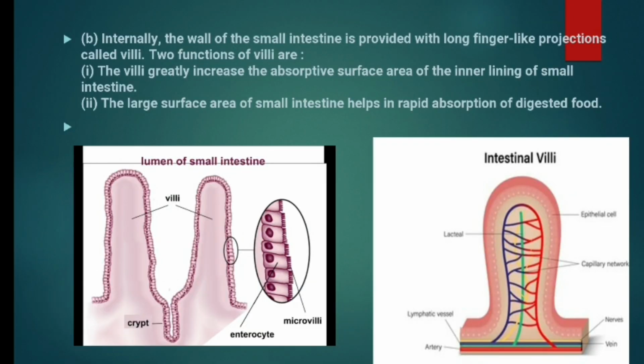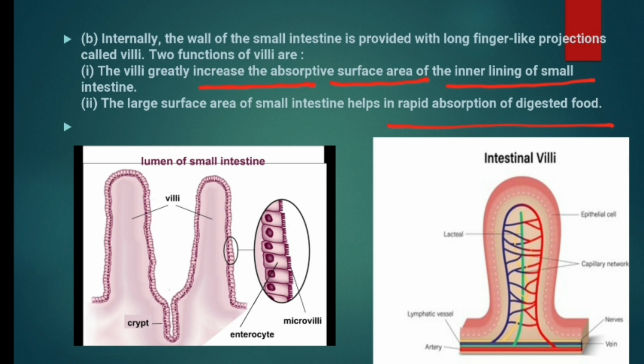As you all know, inside the small intestine there are small finger-like microscopic projections or brush-like structures called the villi. There are two functions of villi. One is to increase the absorptive surface area of the inner lining of the small intestine, and second, as the surface area is increased, it helps in rapid absorption of digested food.